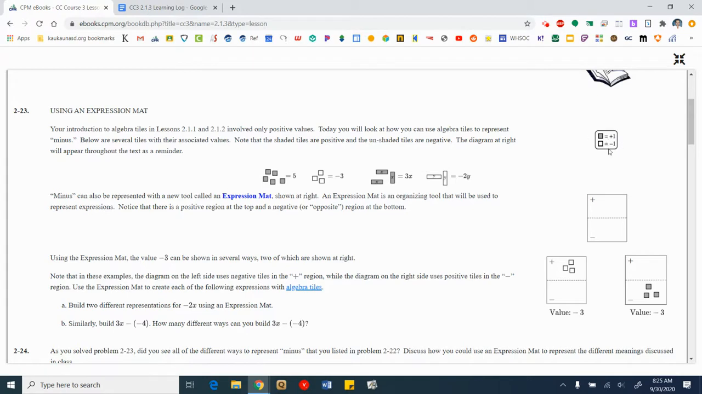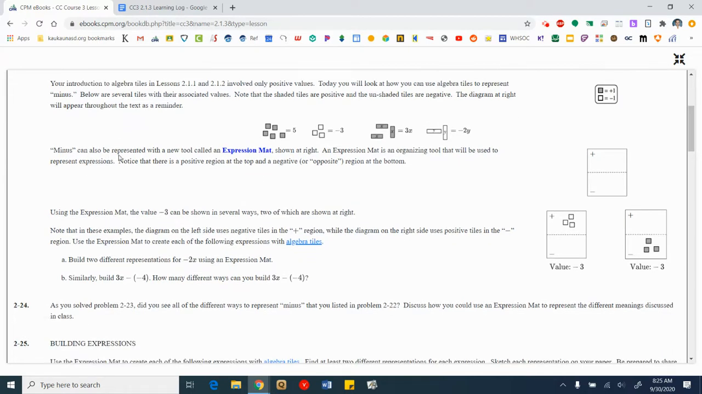So that's over here. So one way that I like to think about this is that the darker ones, the shaded ones, they're filled in, they have value. The white ones are empty, they have no value, they are negative. Minus can also be represented with the new tool called an expression mat, shown at the right. An expression mat is an organizing tool that will be used to represent expressions.